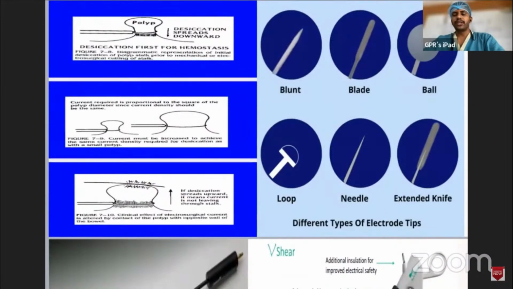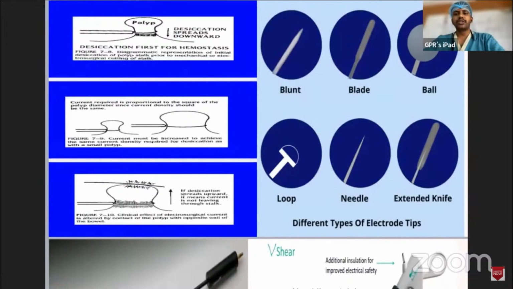These are the different types of other electrocautery tips. They could be blade, ball, loop, needle, and extended knife. The needle tip is what we always use for cutting, whereas the one with more surface area will be used for coagulation. This particular ball kind of endo tip will be mostly used for hysteroscopic procedures, and the loop will be mostly used for colonoscopy or endoscopic procedures.